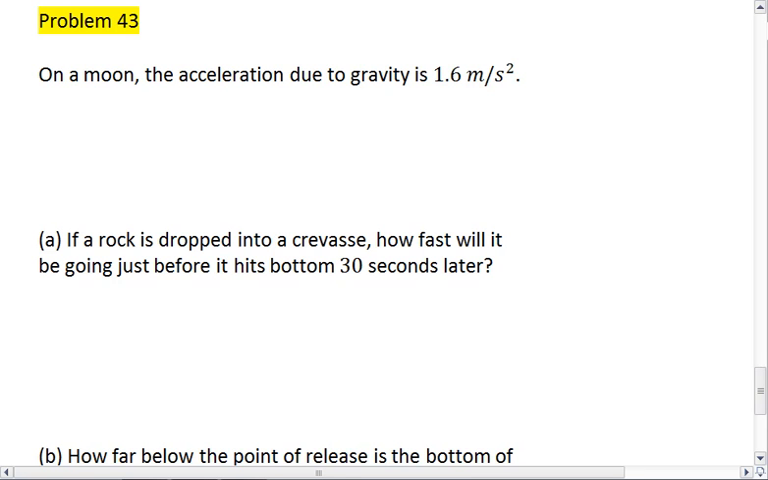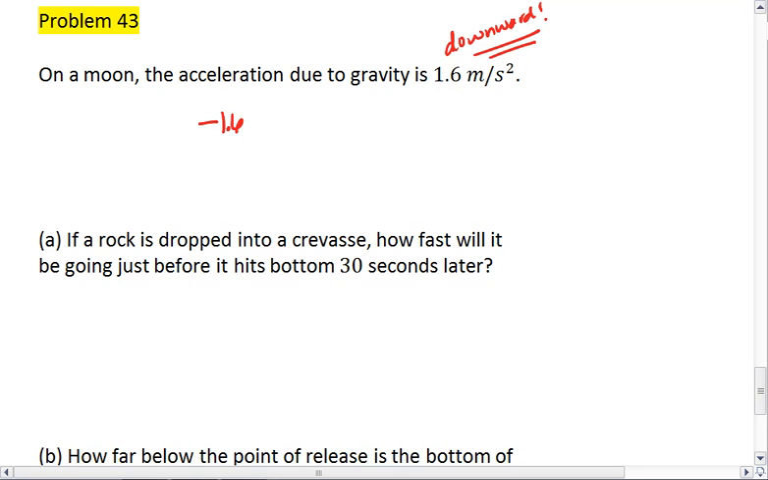In problem 43, we start with the fact that we're on a moon, and that on the moon the acceleration due to gravity is 1.6 meters per second squared. First of all, make a note that this is downward. There's a couple ways you can deal with this problem. For me, because we're going down, I'm going to say then that acceleration is negative 1.6 because we're going down.